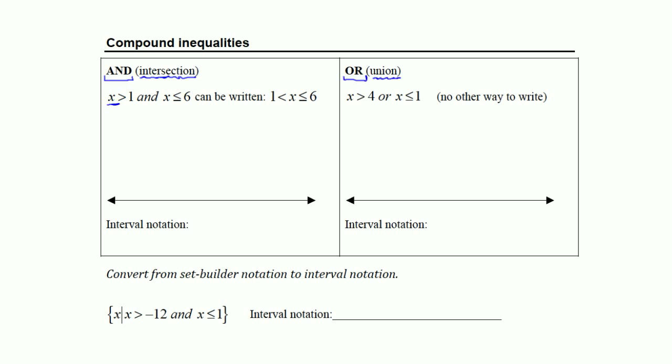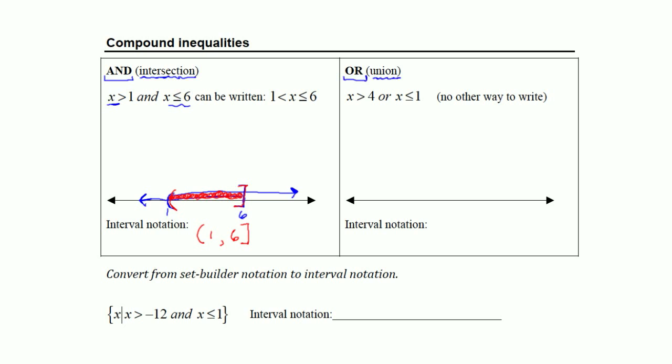X is greater than 1 and x is less than or equal to 6, so let's mark both 1 and 6 on our number line and graph x is greater than 1, and let's also graph x is less than or equal to 6. And since this is an and statement, we know that we want to take an intersection, which is the overlap, so we can fill in this overlap region as the part that's our final graph, and then we can write that using interval notation as the interval from 1 to 6 with a round parenthesis at 1 and a square bracket at 6.